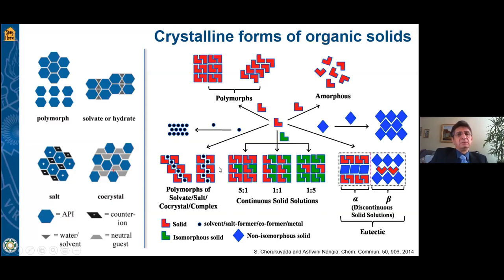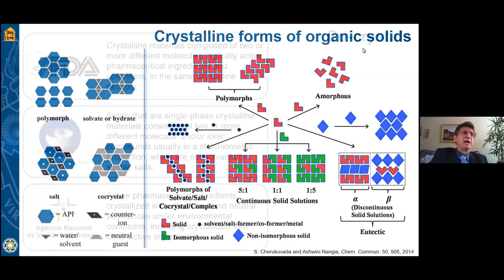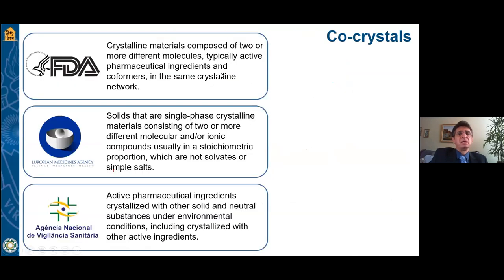Most of them are stoichiometric, but solid solution can be continuous in principle. We can also have eutectics or dispersions, which are basically amorphous forms, but I will not focus on that. I will just talk about crystalline forms. What has become very popular during the last 10 years, more or less, is the study of co-crystals.